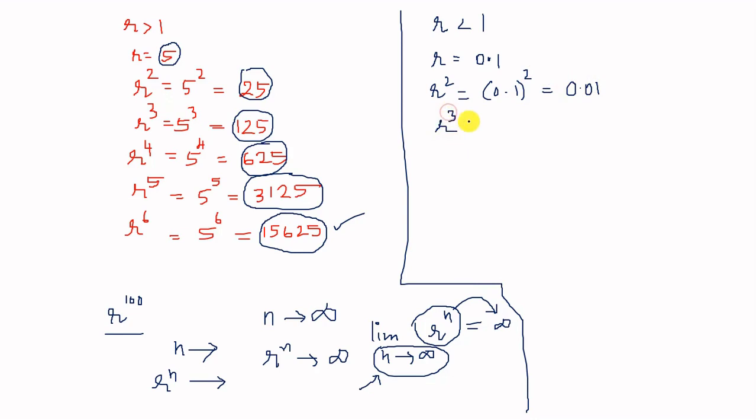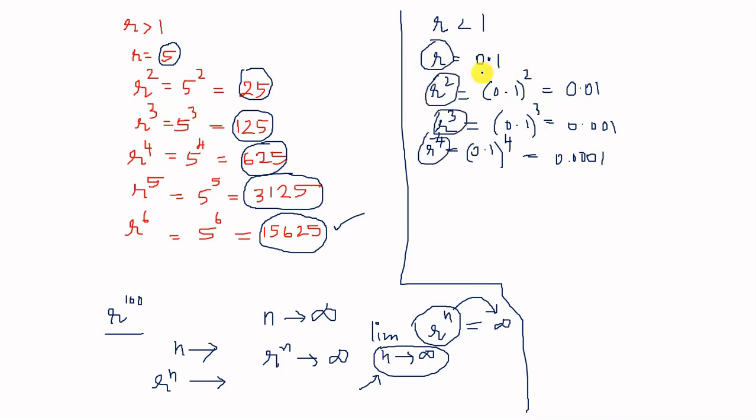When you find r cube, it will be 0.1 the whole cube, which is equal to 0.001. When you find r raised to 4, this will be 0.1 the whole raised to 4, which is 0.0001. Now you can see that as the powers of r increase, the values decrease and slowly approach 0. When you find r raised to 100, a larger value, it will be very close to 0.